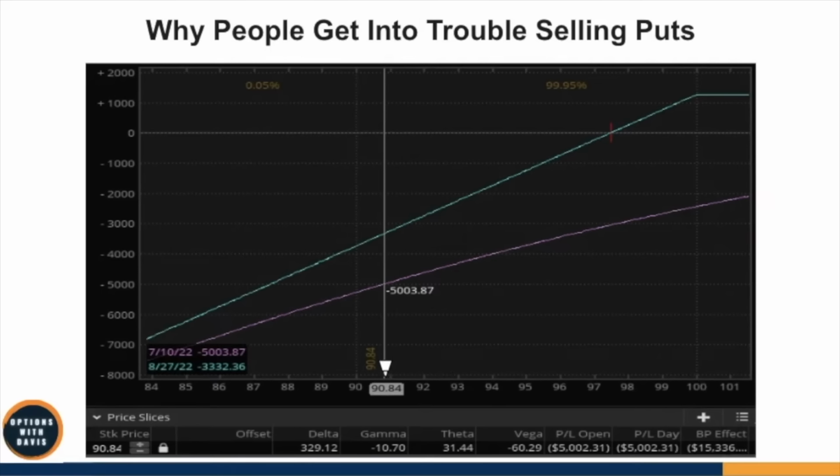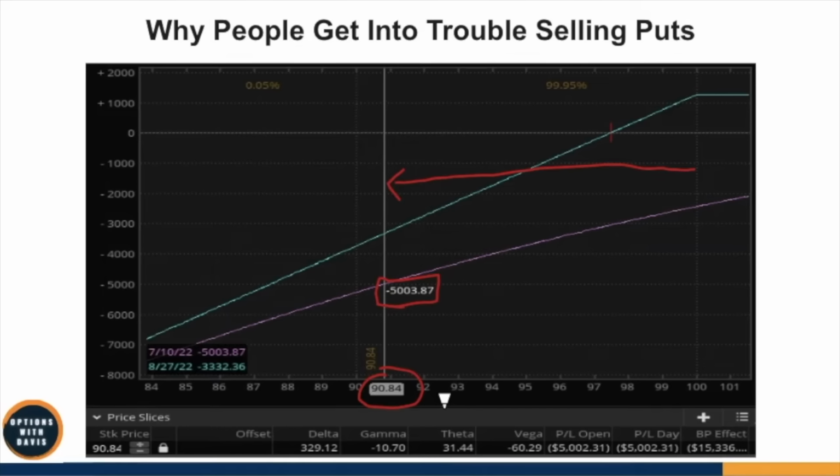So you can see right at $90.84, you would have lost $5,003. So this is why a lot of people lose all their account or they get into margin call, right? The stock, all it has to do is drop from $100 all the way to $90.84, and that will wipe out the whole account of $5,000.